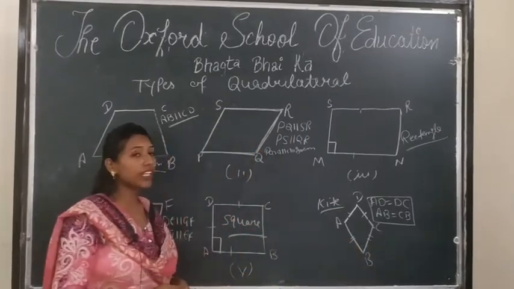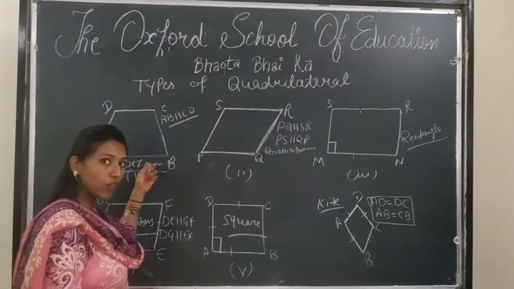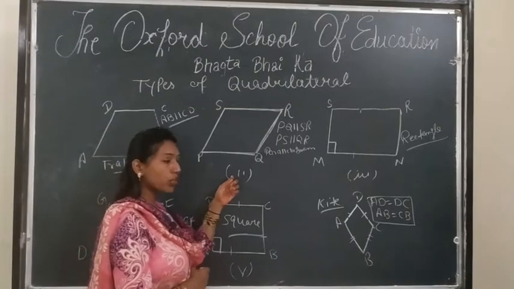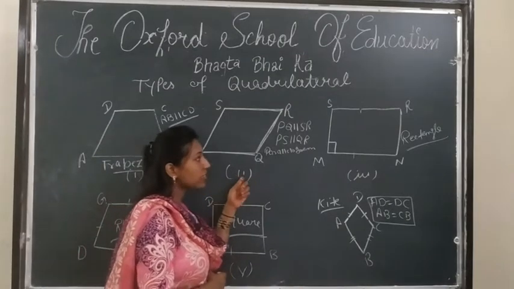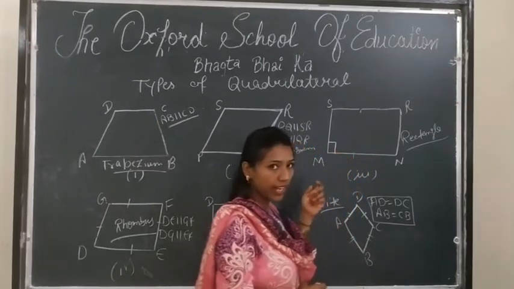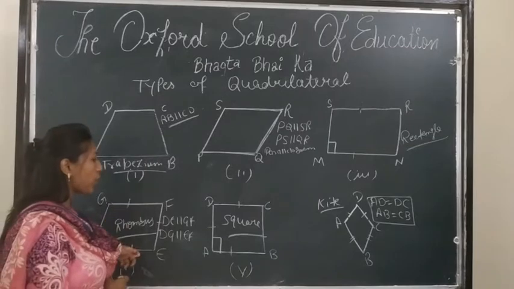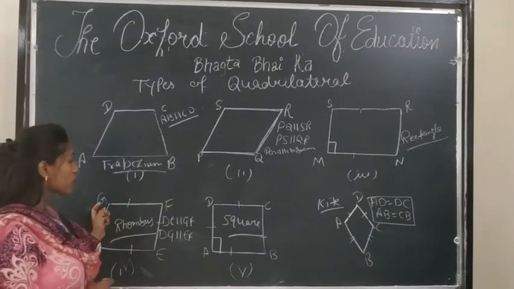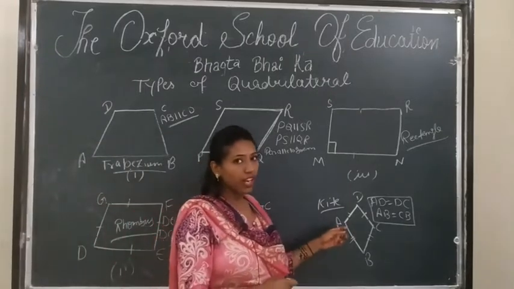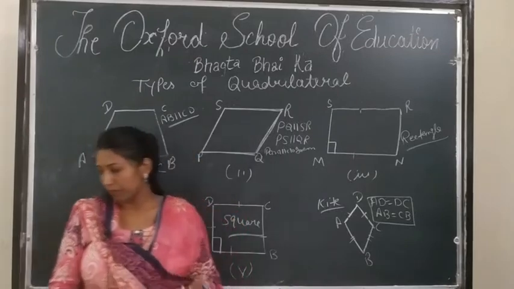So these are the types of quadrilateral. First one is trapezium, in which one pair of opposite sides are parallel. Second one is parallelogram, in which both pairs of opposite sides are parallel. Third one is rectangle. A rectangle is a parallelogram in which one angle is 90 degrees. Fourth one is rhombus, in which both pairs of opposite sides are parallel and also all sides are equal. Then comes square and then kite. So this is the sixth type of quadrilateral.